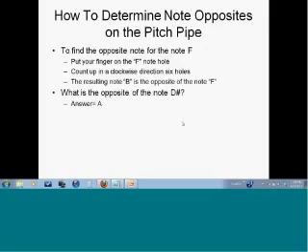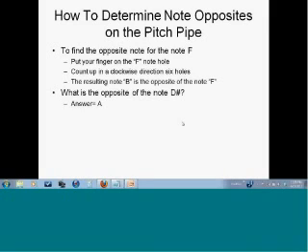Okay, back to the slides here. How to determine note opposites on the pitch pipe. So when we just talked about, for a left-brain person, a note could weaken one muscle and it could strengthen it for a right-brain person. So we need to know what are the opposite notes for left-brained and right-brained sound solutions.